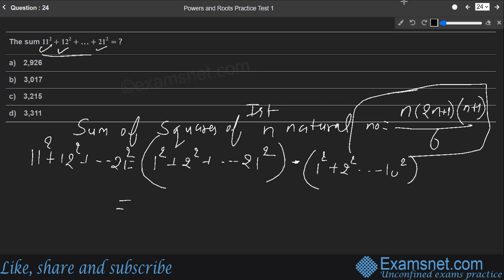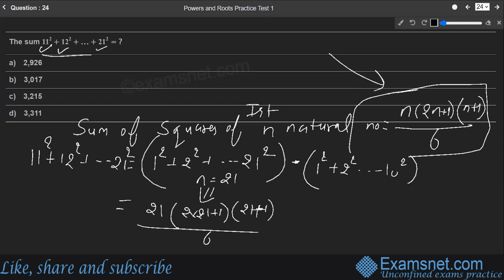The first expression is the sum of squares till 21 squared, so the n value becomes 21. Following the formula, it is 21 into 2 into 21 plus 1, and n plus 1 is 21 plus 1, divided by 6. That is the first expression. Minus the second expression, which is the sum of squares till 10, so here n is 10. It's going to be 10 into 10 plus 1 into 2 into 10 plus 1, divided by 6 again.